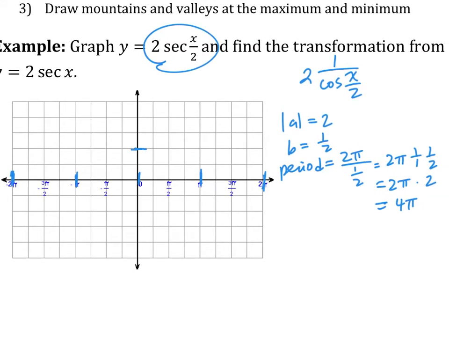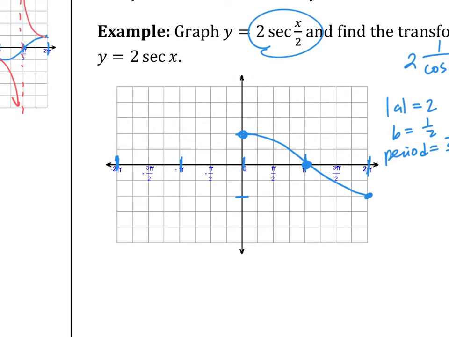This one has an amplitude of 2, like that. So from here, you're going to draw cosine. This is not the entire period, so this is only half a period. That means this is the starting point, this is the 0. And then it goes down here, that's it, like that. Okay, so go ahead and pause the video and finish the graph and then come back and check your answer.